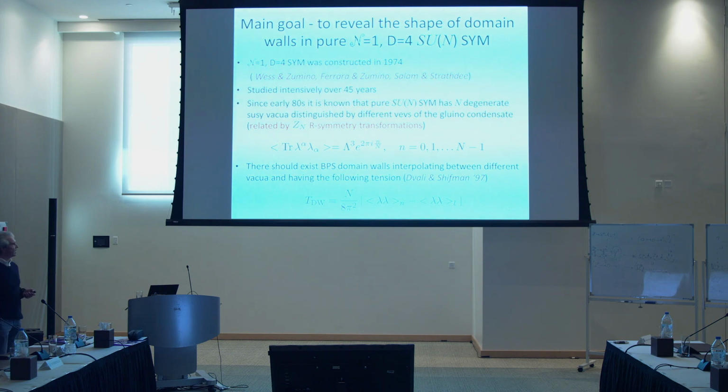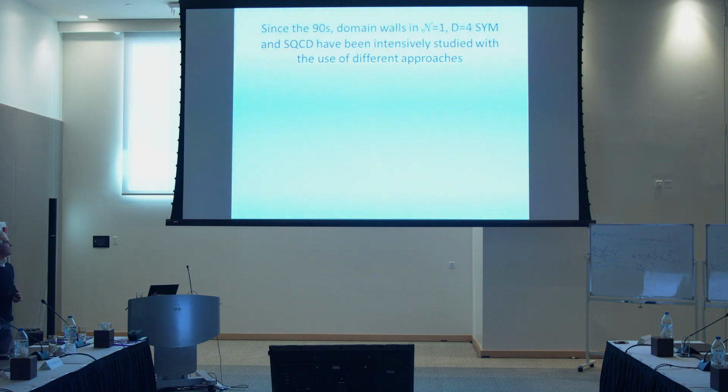And Dvali and Shifman, on general grounds, proposed that the tension of these domain walls should be proportional to the modulus of the difference of the values of the gaugino condensate for different vacua, for example the vacuum n and the vacuum l here. And then since the 90s there has been a lot of activity on the domain walls in this theory and in its extension to super QCD.